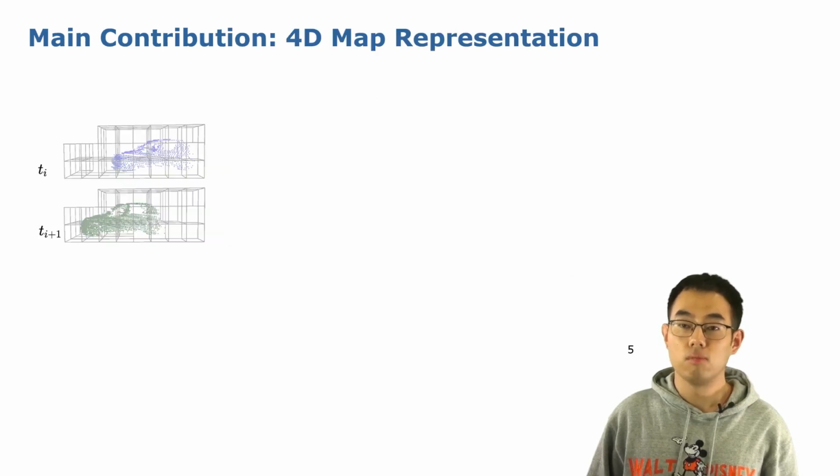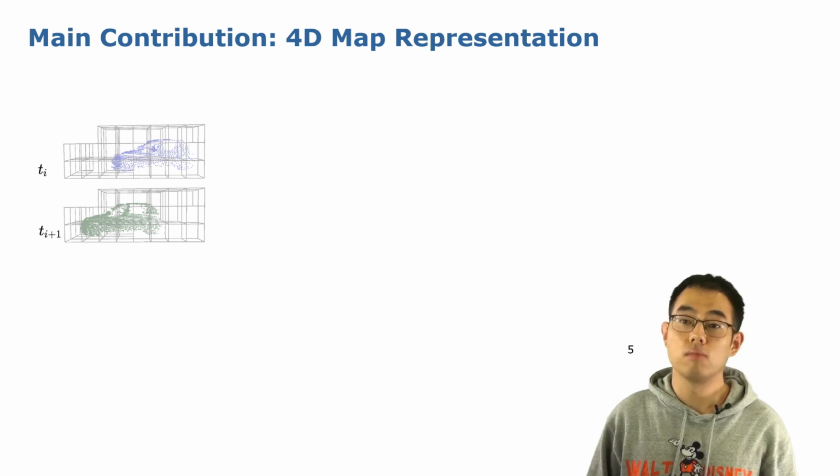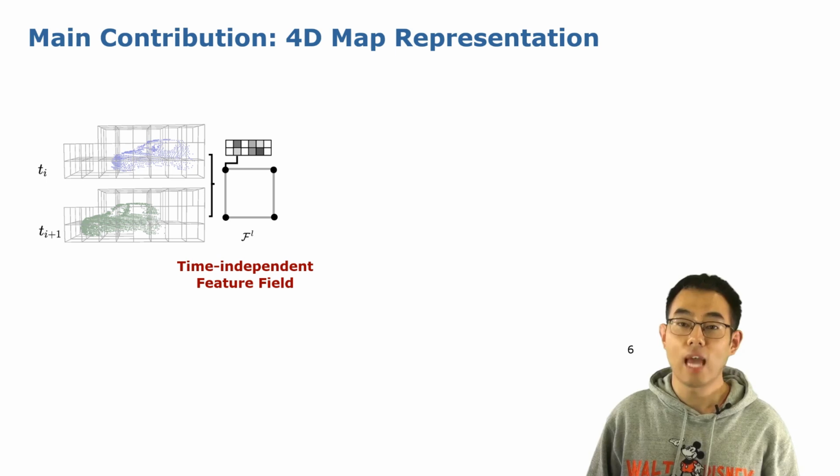To solve this problem, in this work, we propose a 4D map representation. We first build sparse voxels around the point cloud collected from different time steps, and randomly initialize one time-independent feature vector on each corner of each voxel. To query the TSDF value of one coordinate, we first use trilinear interpolation to calculate the feature vector of this coordinate, and then feed it into a globally shared MLP.